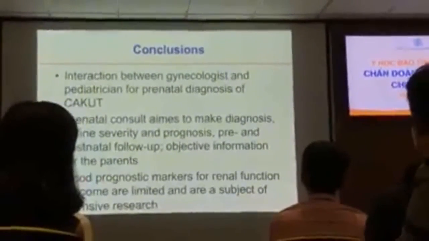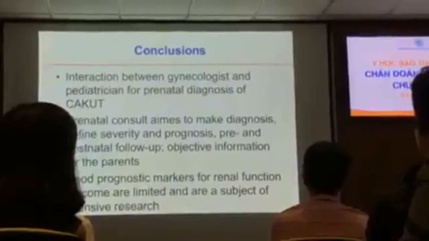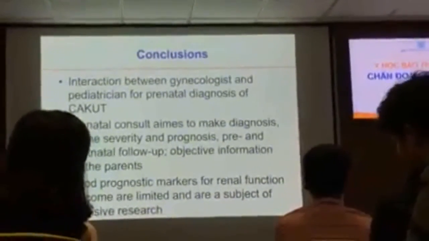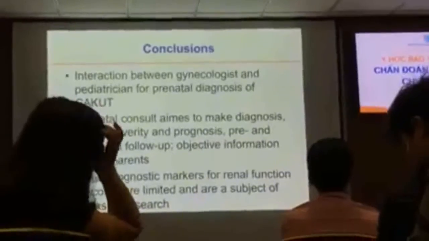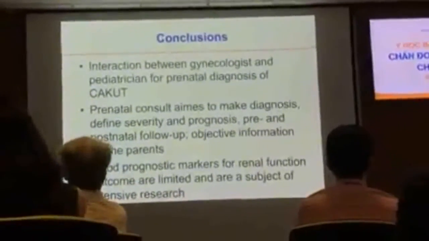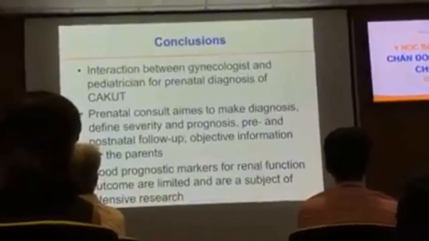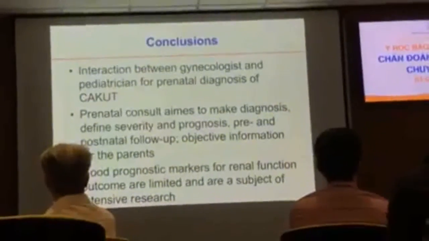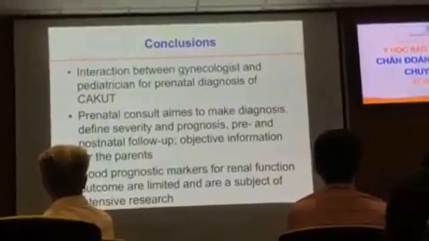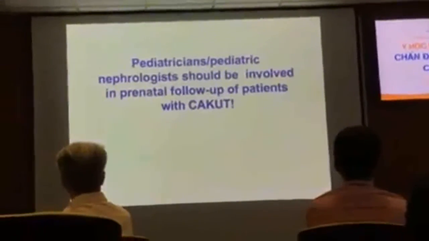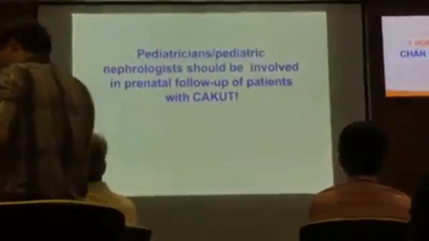So good prognosis markers for renal function outcome are limited, but are subject to intensive research. So if someone wants to make a good prognosis factor prediction, you can do some intensive study to put all the parameters into your data set, and you can see the renal outcome. So you have to watch the renal outcome as well. Work with pediatrics. They should be involved in and follow patients with CAKUT.